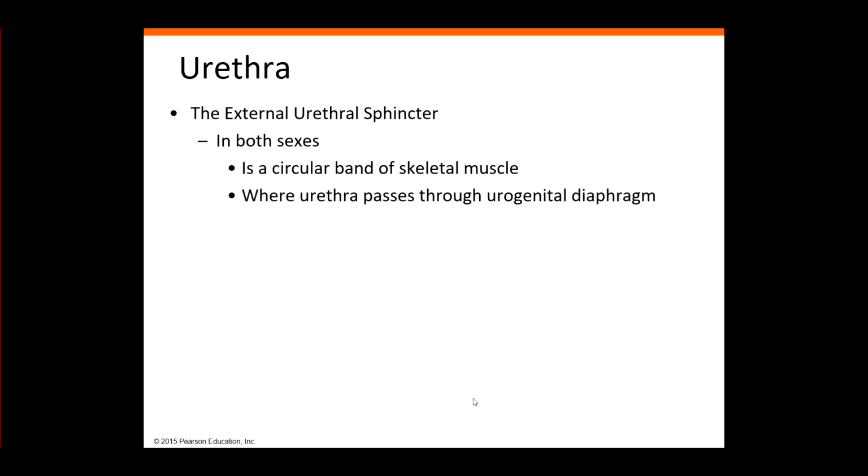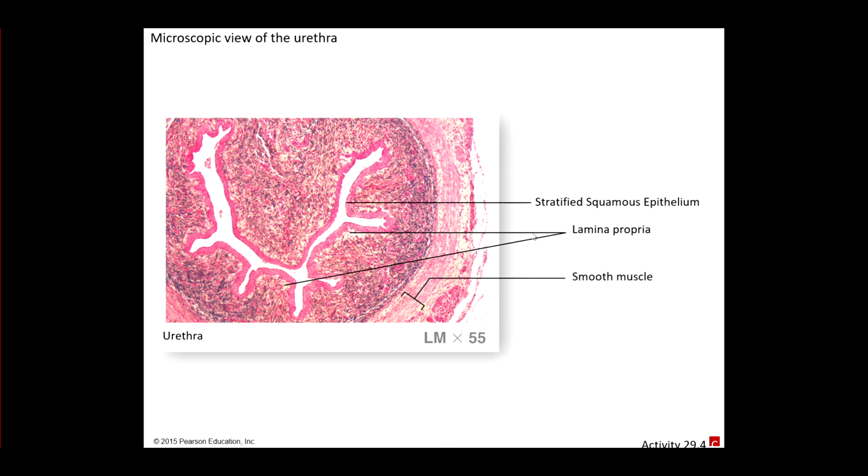We talked about this already, the external urethral sphincter in both sexes. This is a band of skeletal muscle, and it's on either side of the urethra in the pelvic floor. Again, if you remember, the urogenital diaphragm is the pelvic floor.